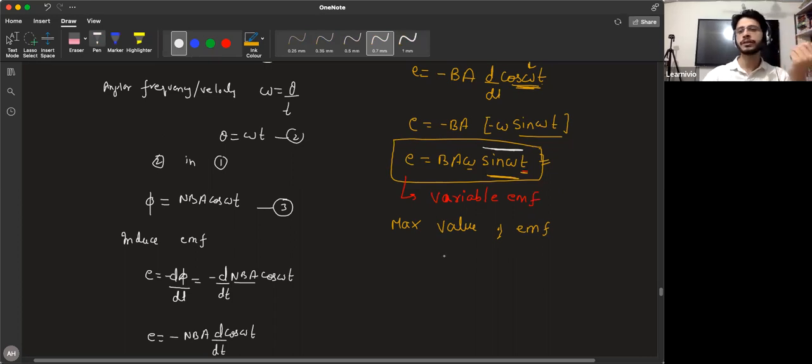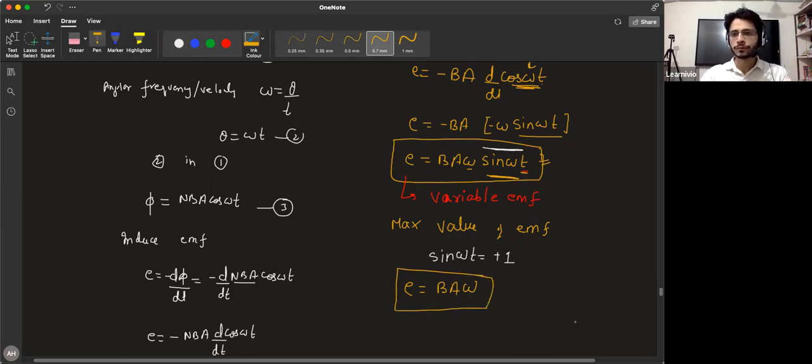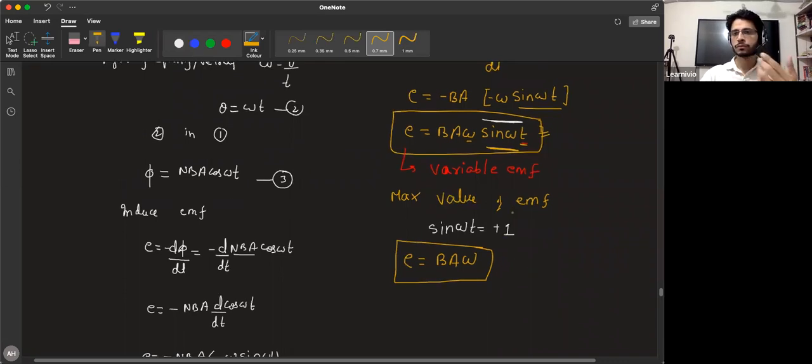For maximum value of EMF, sine of omega t plus b is plus 1. So if you take sine omega t to be plus 1, your EMF will be BA omega. This is the EMF when your sine omega t is 1. This is the maximum value of EMF.